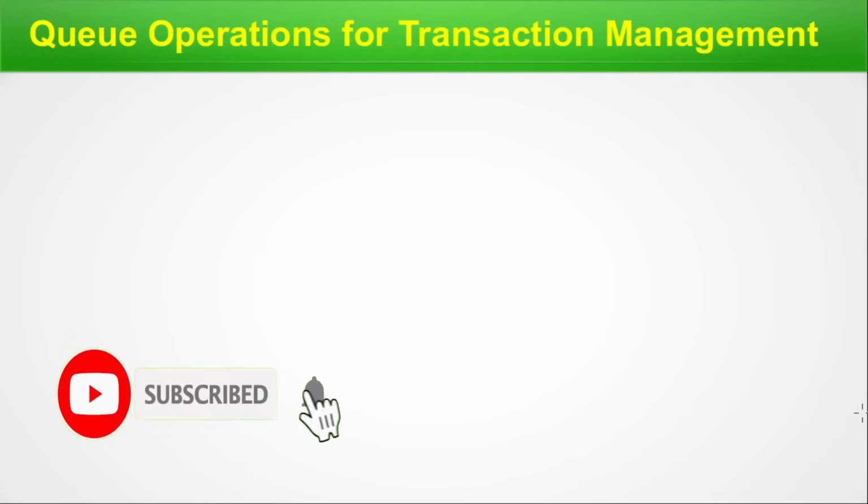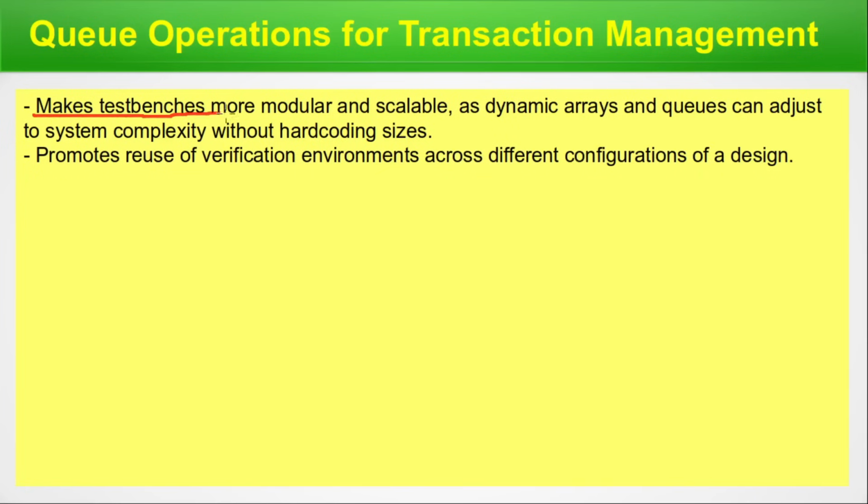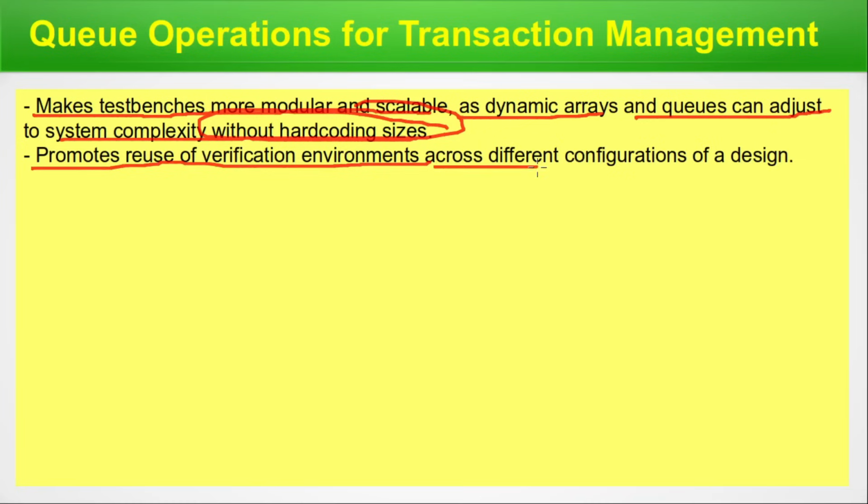Queue operations for transaction management. Queues are a natural fit for managing transactions dynamically. They allow push and pop operations that mimic real transaction flows. Thus, it makes testbenches more modular and scalable, as dynamic arrays and queues can adjust to the system complexity without hard coding sizes. We are not hard coding, we are making it flexible. That is the beauty of dynamic memory allocation. It promotes reuse of verification environments across different configurations of a design.